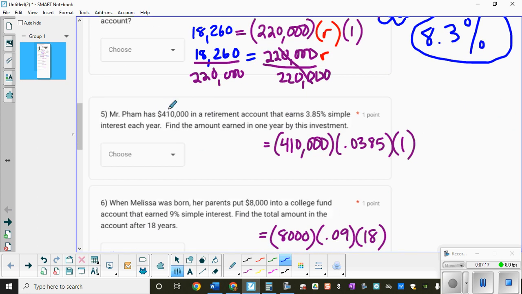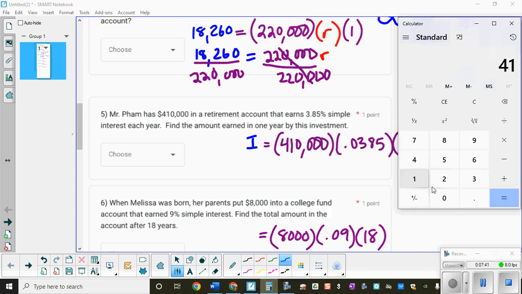So Mr. Pham has $410,000 in a retirement account that earns 3.85% simple interest each year. So we have the principal amount, we have the rate, and then it says each year. So that's why I'm going to put a 1. So find the amount earned in 1 year by this investment. Now, if we want to find the amount earned in 1 year, we simply want to know the interest amount. So once we multiply these 3 numbers, we are going to be done in the calculator.